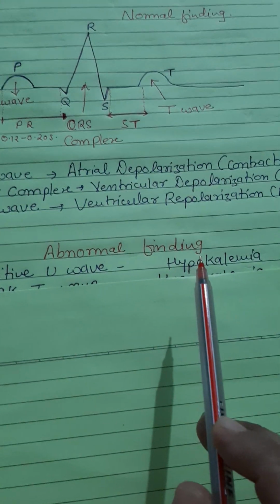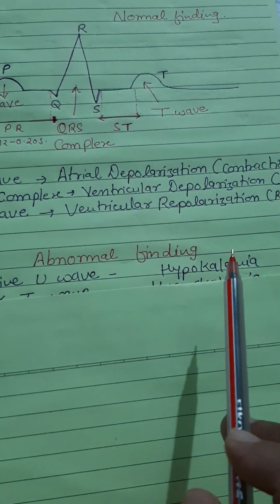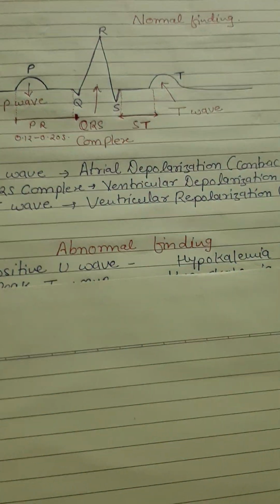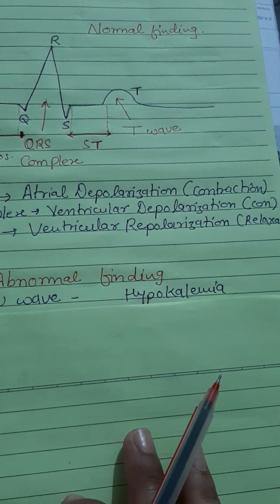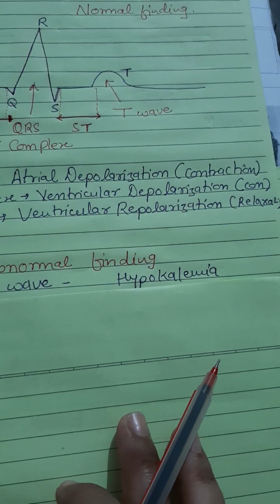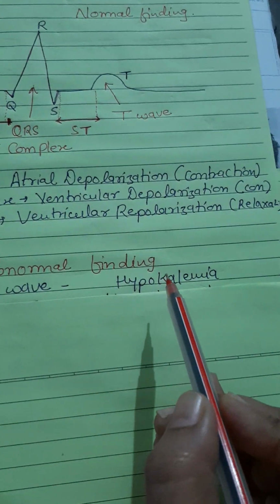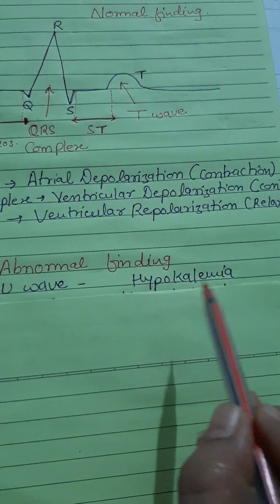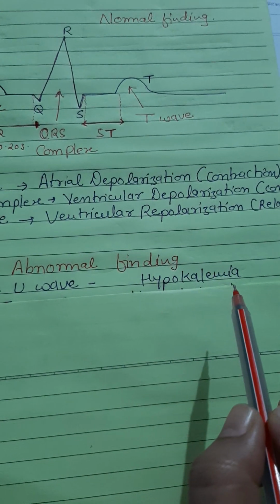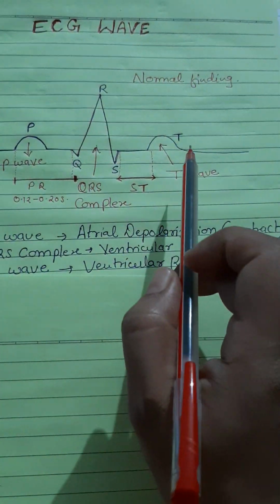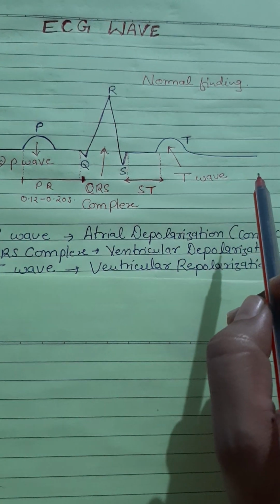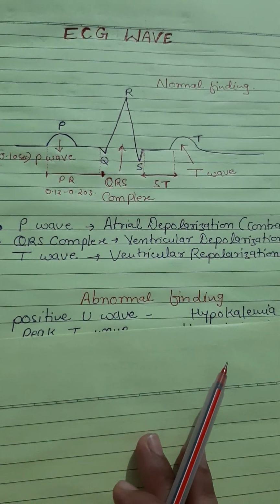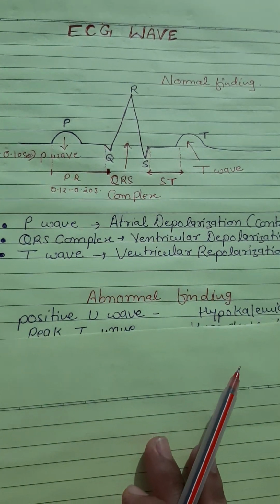Hypokalemia means deficiency of potassium. So what is the normal value of potassium? It is 3.5 to 5.1. If the patient's potassium level is below the normal level, it may indicate hypokalemia. If the patient is suffering from hypokalemia, there may be changes in the ECG wave. So the presence of a U wave always indicates the patient is suffering from hypokalemia and we can treat accordingly.